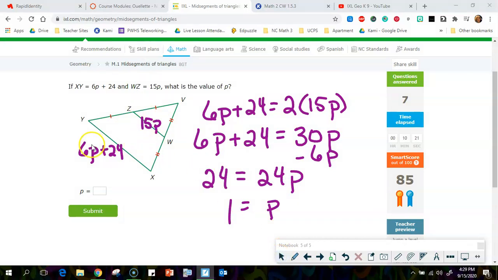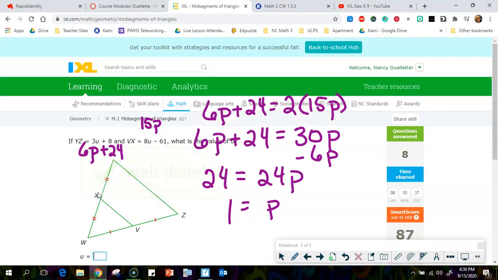Now, they're asking us for the value of P. Sometimes they might ask what is the length of WZ, and then you would have to plug in the 1 right here and multiply it times 15, so that would be 15. They're only asking us for P, but if they ask you for the length of one of the sides, you plug in that P and find the length.